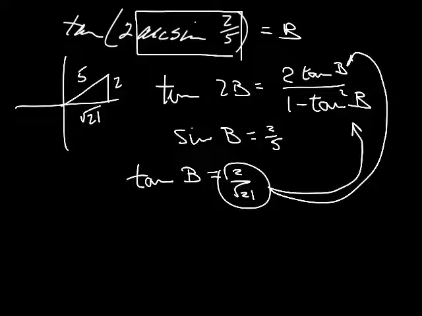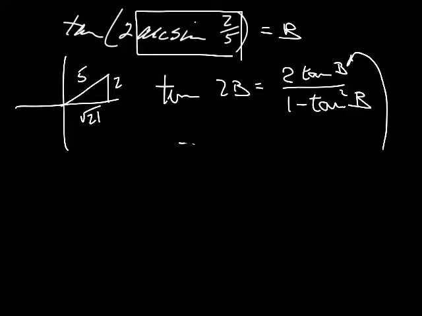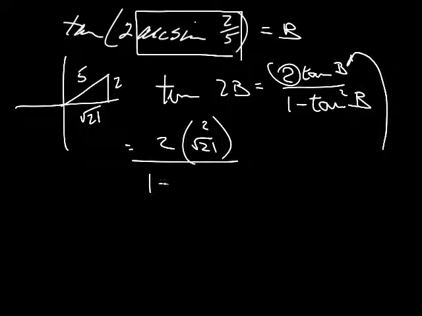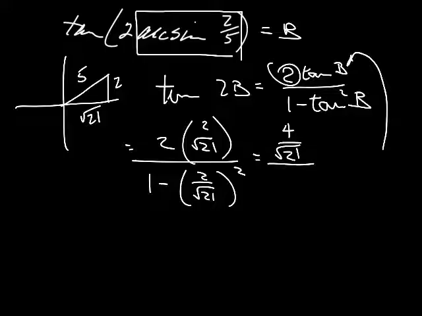So I'm going to erase this stuff here, and we're going to put 2 over the square root of 21 in the place of the tangent of B. So that equals 2, this 2 right here, 2 over the square root of 21 over 1 minus 2 over the square root of 21 squared, and that will equal 4 over the square root of 21 over 1 minus 4 over 21.